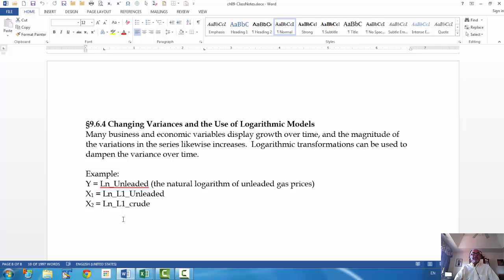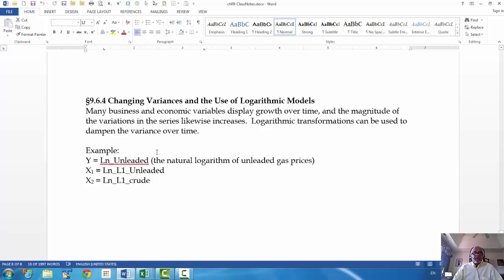So that is the last model that we will look at. So let's go to Excel and look at these examples.